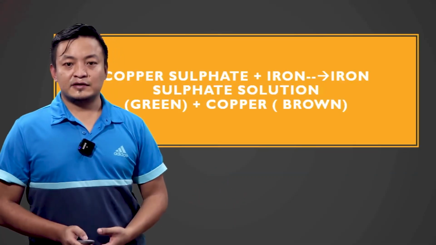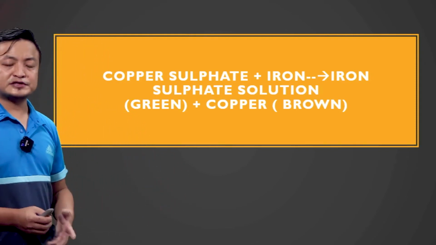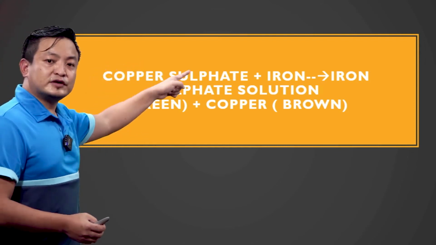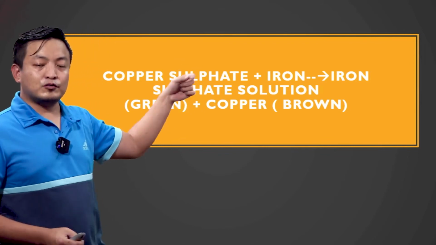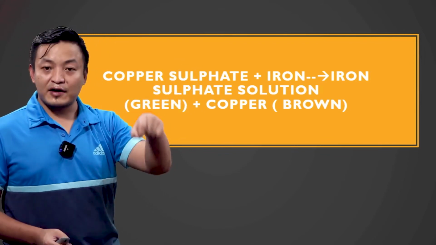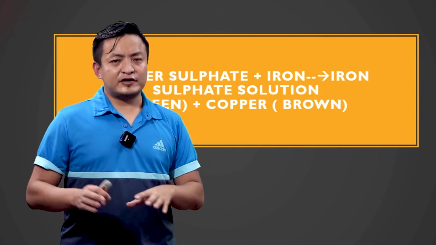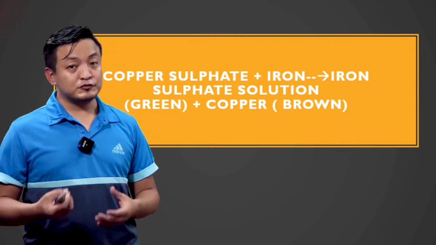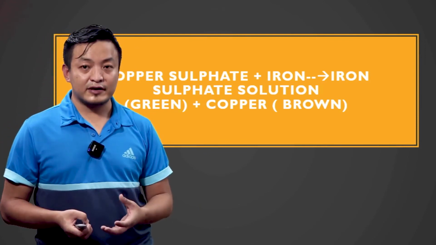So students, you can write this simple word equation like this. We had copper sulfate, which is blue in color, right? Now, what did we add there? We add iron, right? So after adding iron, after half an hour, we observed the change in color, and we also saw a brown deposit on the iron nail, right?